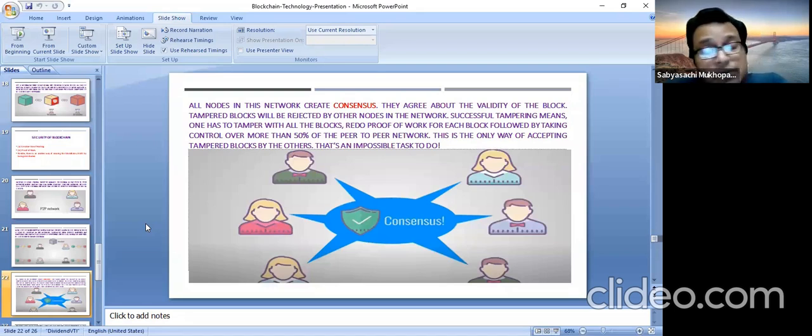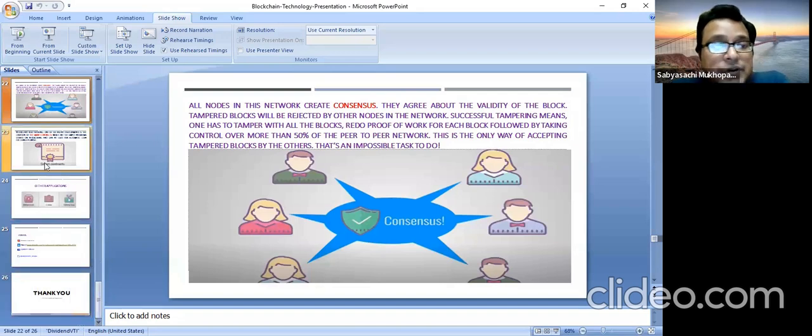And then they have to redo the proof of work again, okay? Followed by taking control over more than 50% of the peer-to-peer network. So it is quite an impossible task to do. So you can understand that consensus plays a very, very important role in the production of the blockchain.